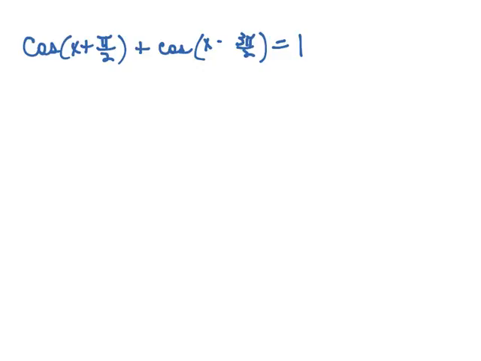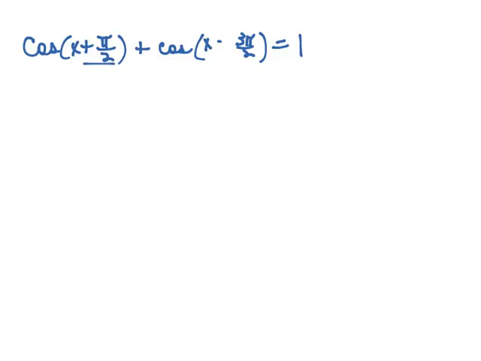We want to solve the cosine of x plus pi over 2 plus the cosine of x minus 3 pi over 2 equals 1. So we're going to have to use our cosine sum formula and our cosine difference formula in this same problem.